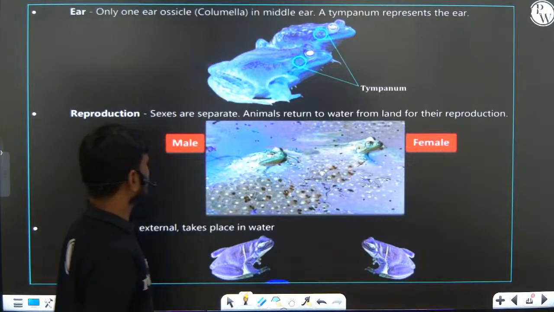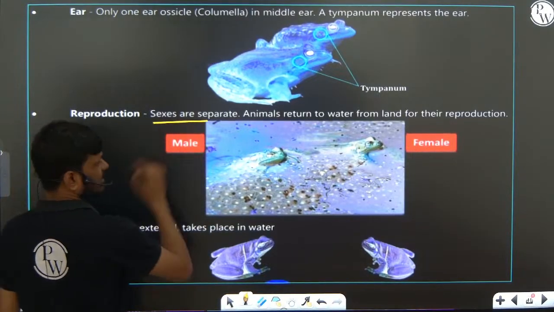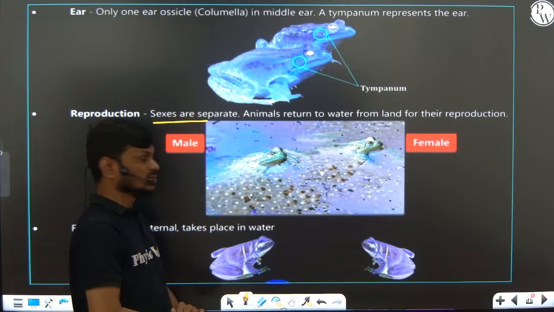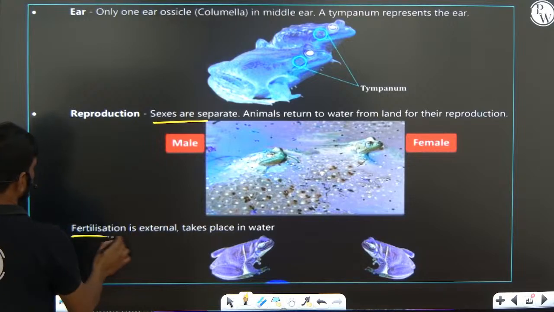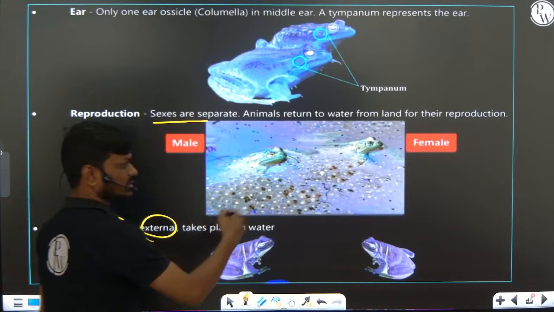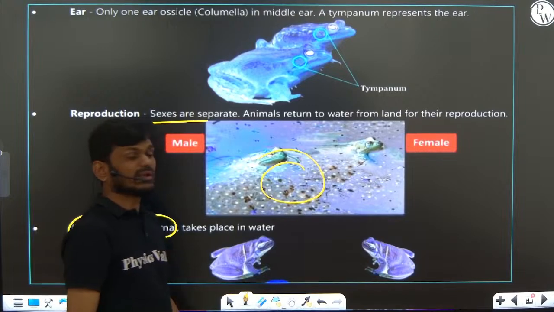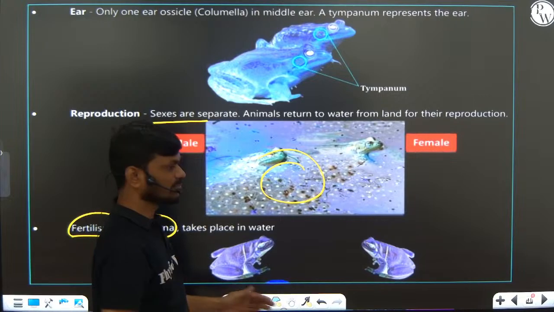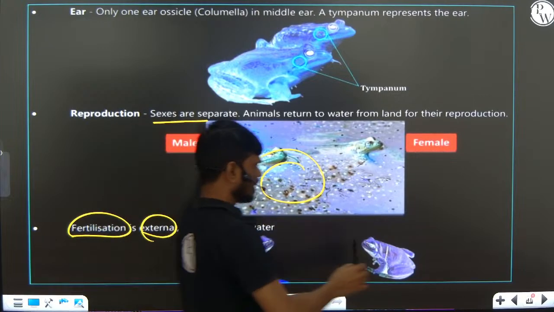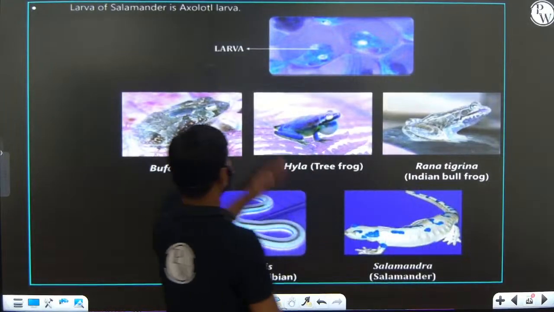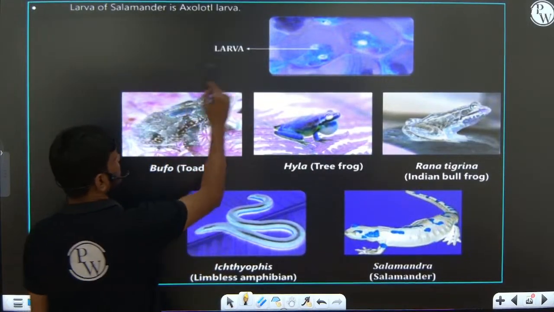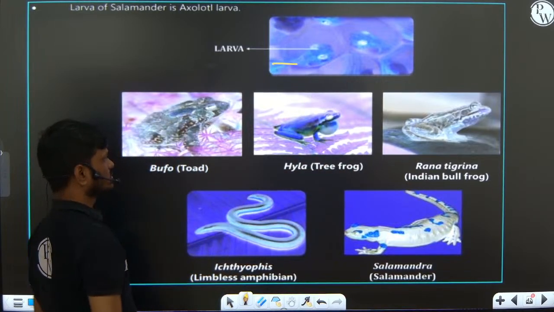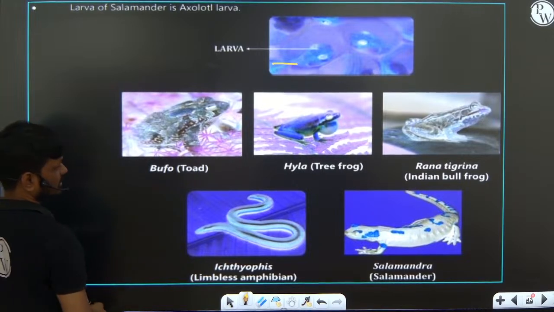Next one. Sexes are separate. Male separate, female separate. And fertilization is external, that takes place in water. Fertilization takes place inside the water, outside the body. So external fertilization is present. Indirect development. Larval forms are present. So in indirect development, eggs hatch into larva, and larva again develops into adult.